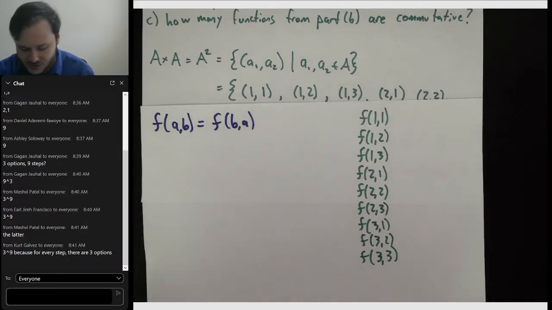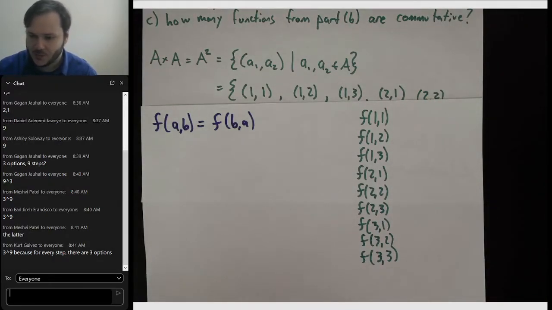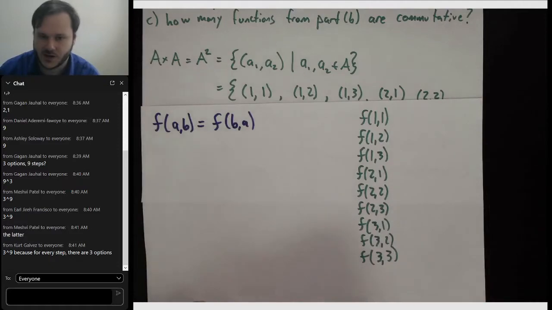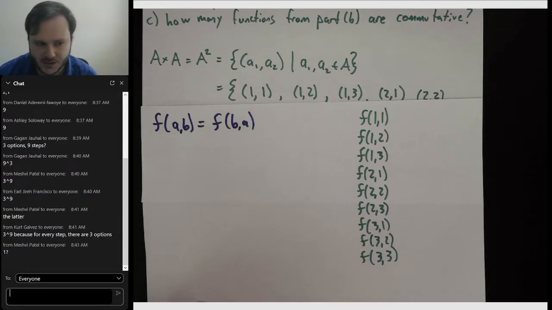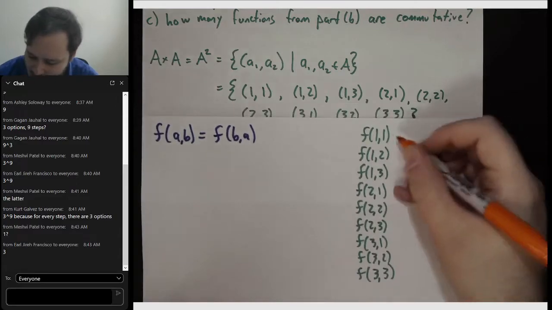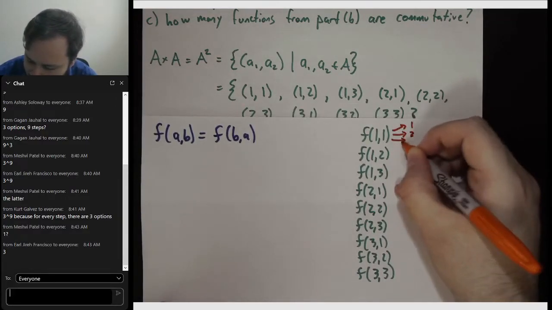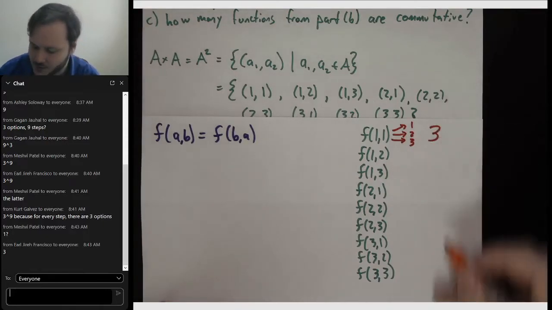Let's try and do the same process, but now I want to build a commutative function. How many options are there for f of 1 comma 1? Got to pick something in A. Still 3 options. This can still be 1, 2, or 3. All of those are fine. So I've still got 3 options at this step.